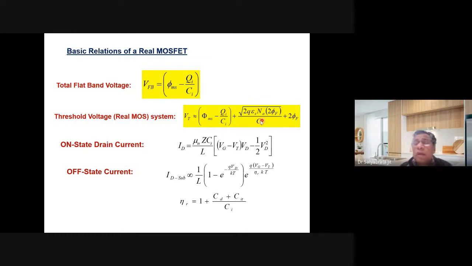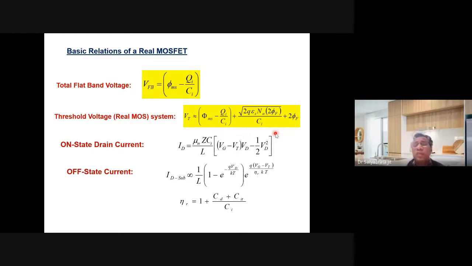Another important parameter is CI. CI is the insulator capacitance, the oxide capacitance. Oxide capacitance means oxide permittivity divided by oxide thickness. So if the oxide thickness is reduced, then the oxide capacitance or insulator capacitance is increased. Once the oxide capacitance is increased, what will happen? Threshold voltage will be decreased. Right? So just visualize these things.